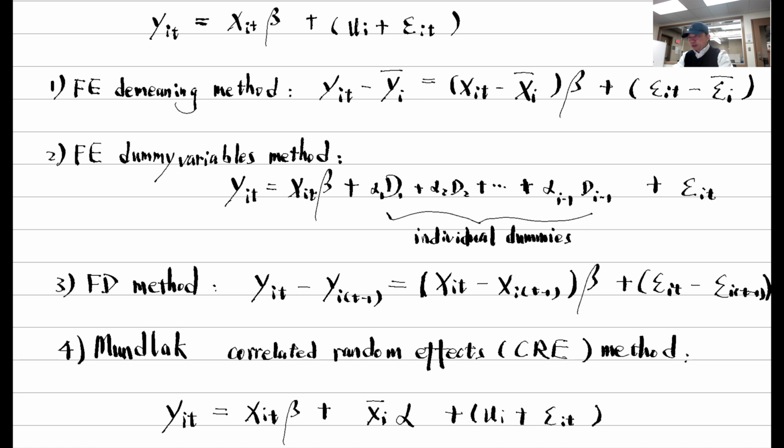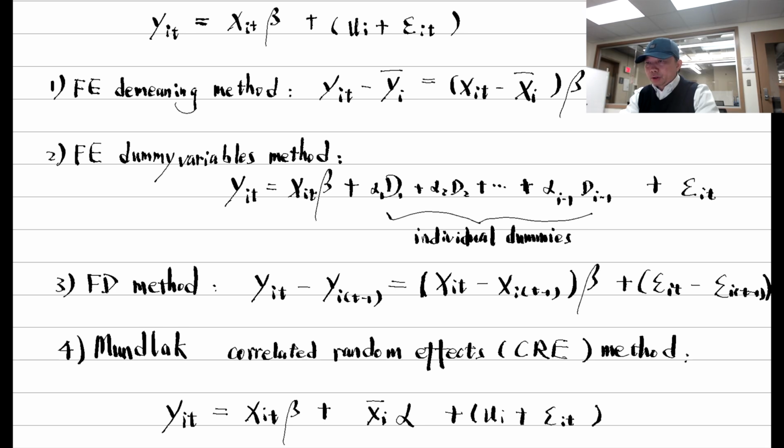Rather than subtracting the individual means from observations, we include the individual means in the model. After adding the individual means, x i bar, to the model, we control for the correlation between the explanatory variables and the time-invariant component of the error term, that is the individual fixed effects mu i. As a result, the estimate of the beta will be consistent.